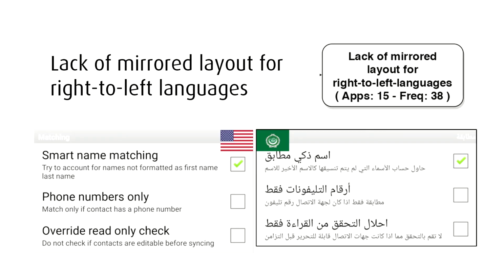The first one is the lack of mirrored layout for right-to-left languages. We saw that 15 apps do not have the change of meaning of the mirrored layout, and this generated 38 collateral failures.